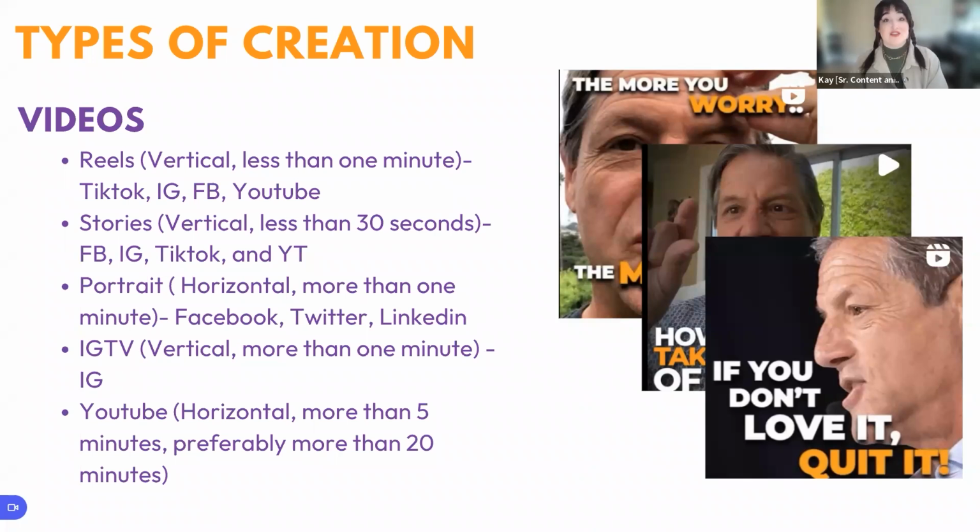So first of all, videos. In the video category, we have Reels. Reels are vertical, less than 1 minute, and they can go on TikTok, Instagram, Facebook, and YouTube. Then we have stories. These are also vertical. These are less than 30 seconds. Those can be on Facebook, Instagram, TikTok, and YouTube.